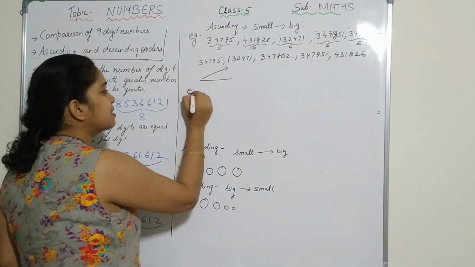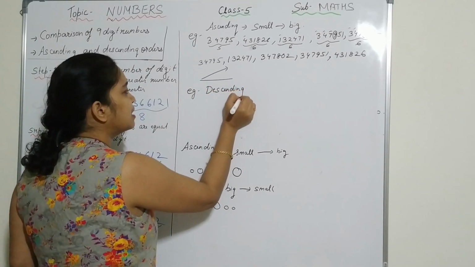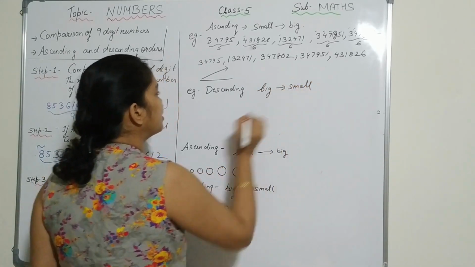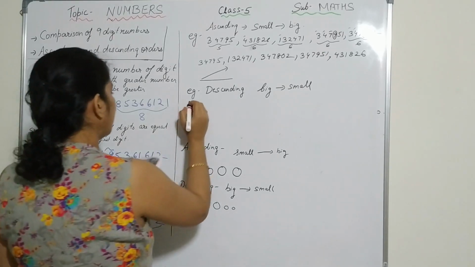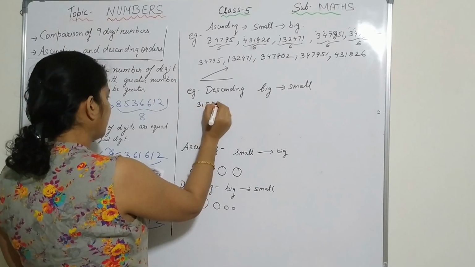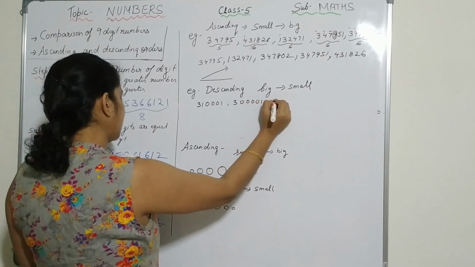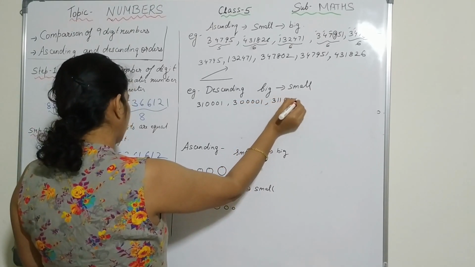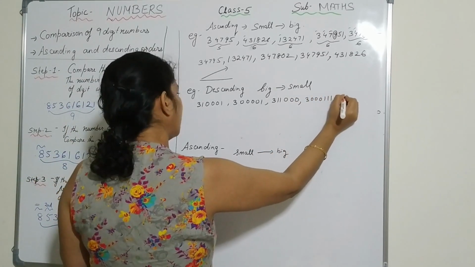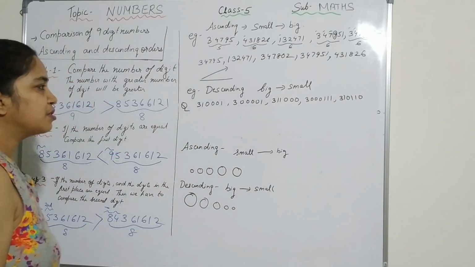And now an example of descending order. Descending order is big to small. So how will you do it? We will consider one more example, and it is a very good example. Yes, 310001, 300001, 311000, 300011, 310110. This is the question.